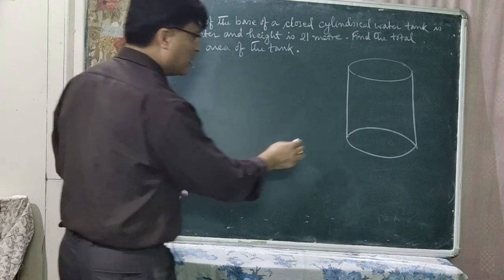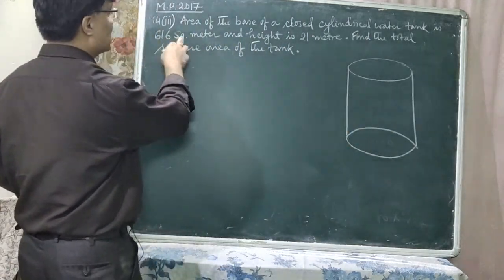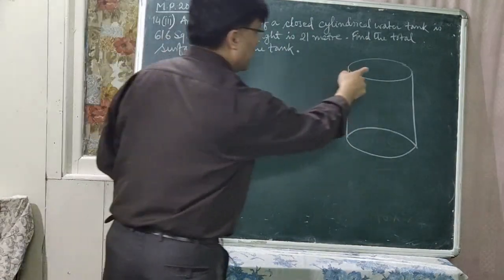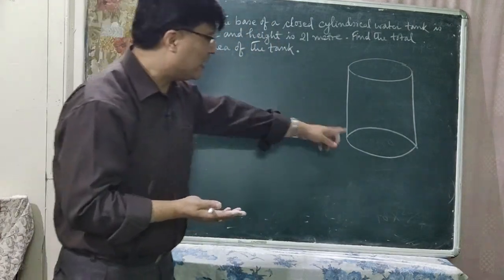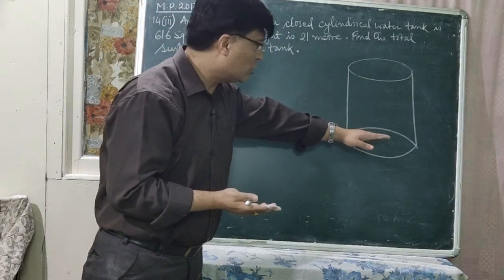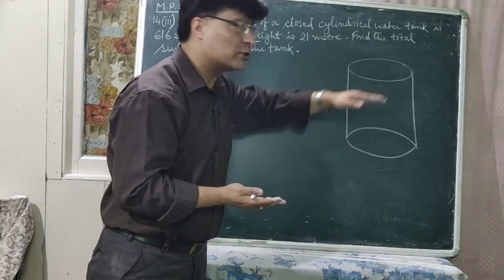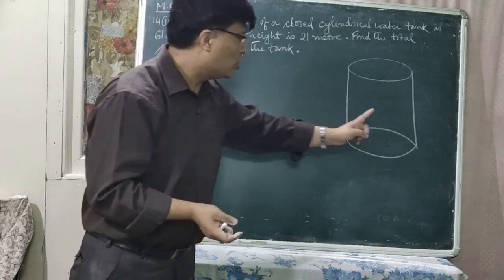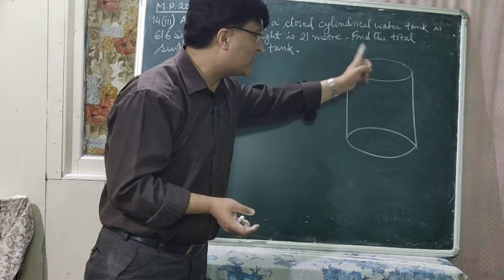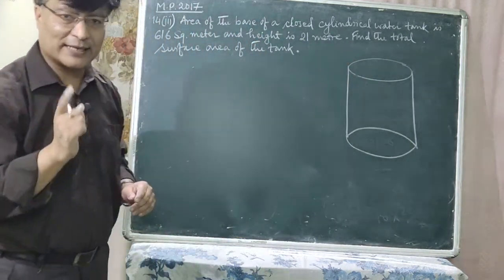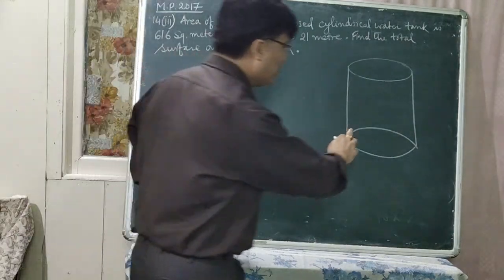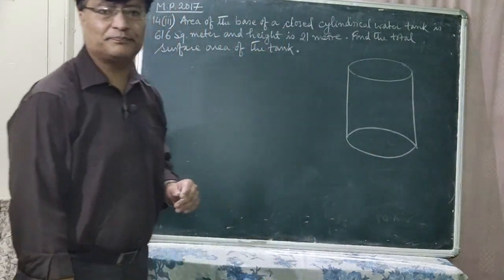So here the area of the lower portion is given as 616 square meter, and the area of the upper portion will be the same as the area of the lower portion, isn't it? So if the lower portion is 616 square meter, then the upper portion is also 616 square meter. Is that clear? The base is a circle.